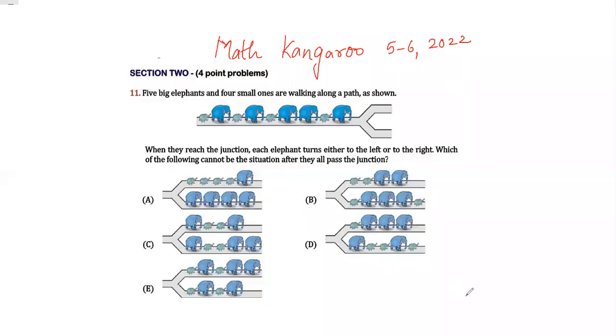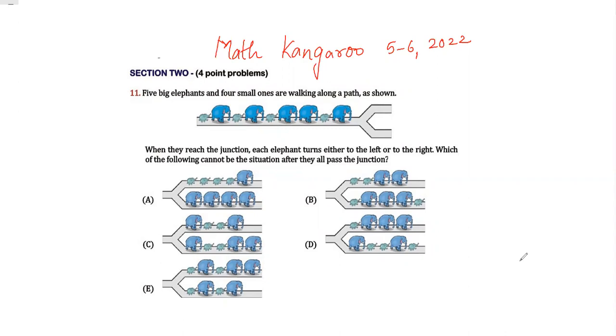Hello friends, today we will continue to do Math Kangaroo level 5 or 6 year 2022. We'll do 4-point problems, question number 11 to question number 20. In my earlier video, we had solved 3-point problems, which was question number 1 to question number 10. I'll put a link to the earlier video in the description box.